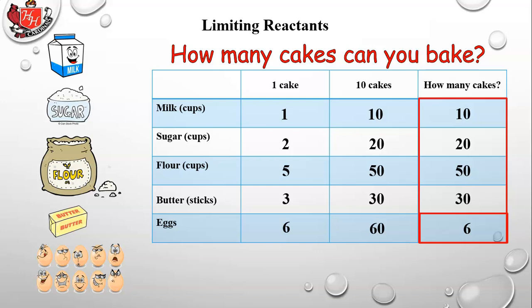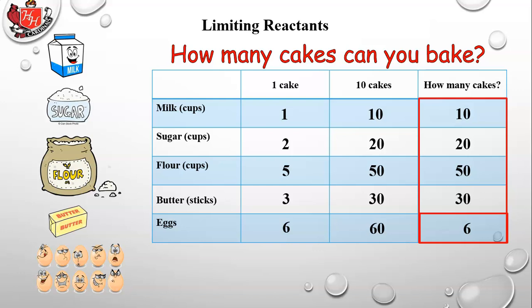Well, the first 4 ingredients, you have enough to bake 10 cakes. But the last ingredient, the eggs, you only have enough eggs to bake 1 cake. Therefore, you can only bake 1 cake. All the rest of those other ingredients you'll just have to put back on the shelf. You don't have enough eggs to bake more than 1 cake.